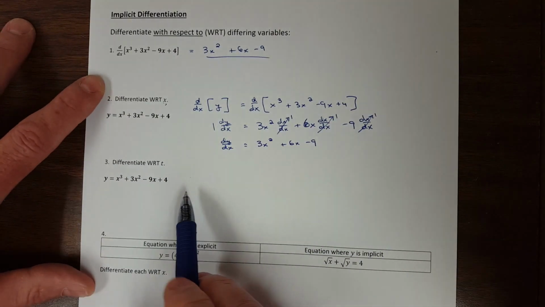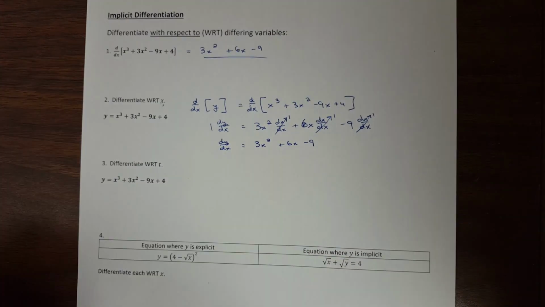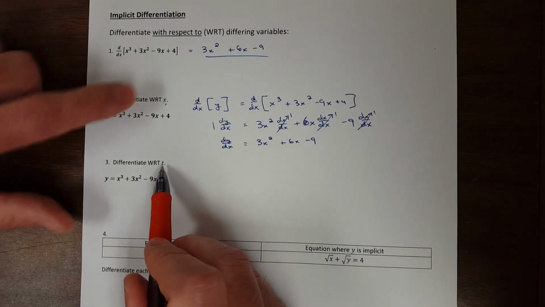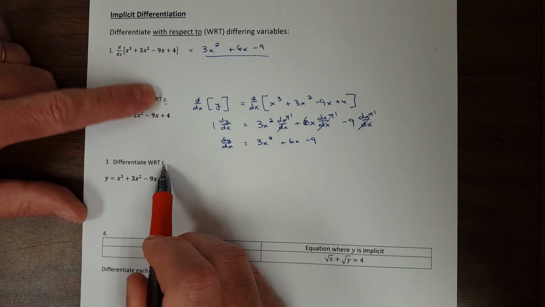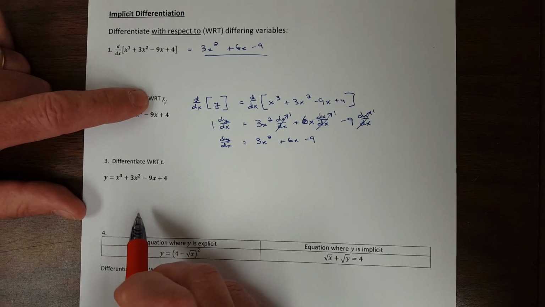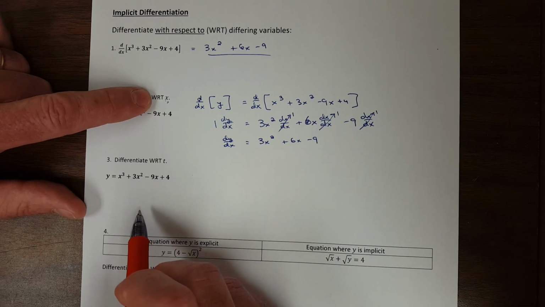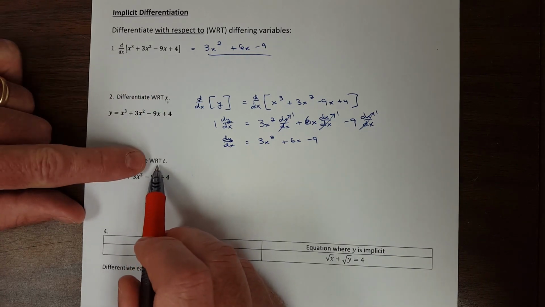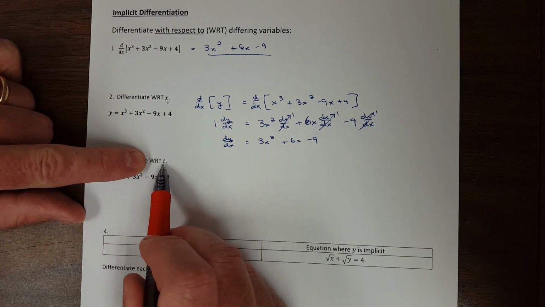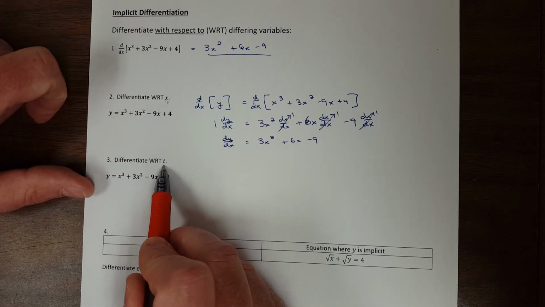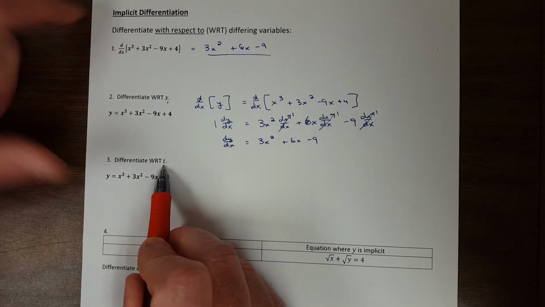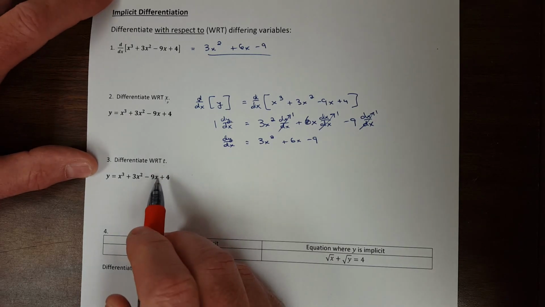Okay, so this next problem says differentiate with respect to t this time. Throughout your Calc 1 here, I would say 95% of the time you're either going to be differentiating with respect to x because it has to do with slope, or you're going to be differentiating with respect to t, because that has to do with time. You'll be doing something later called related rates. And I have a video on that too if you need help with that.